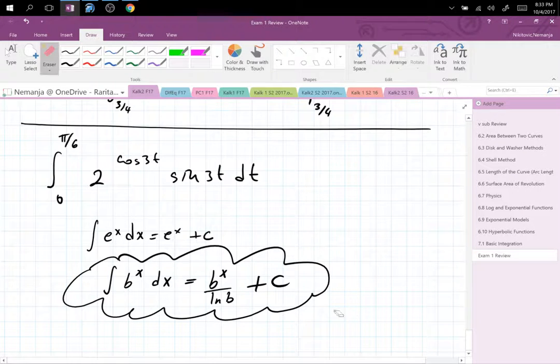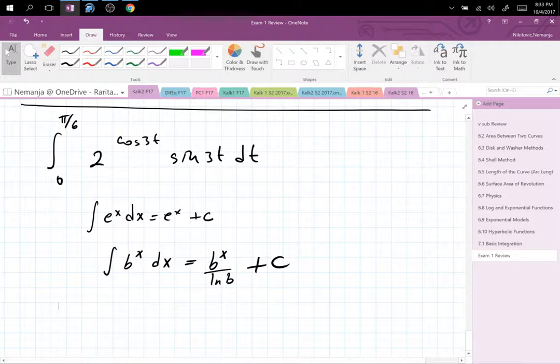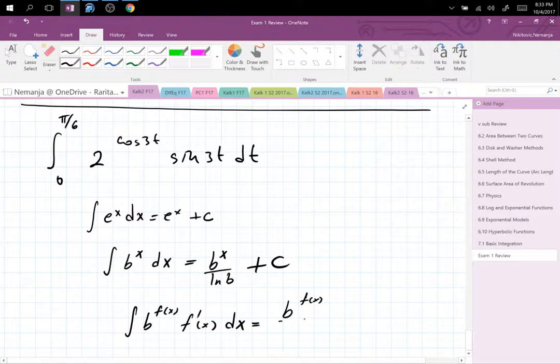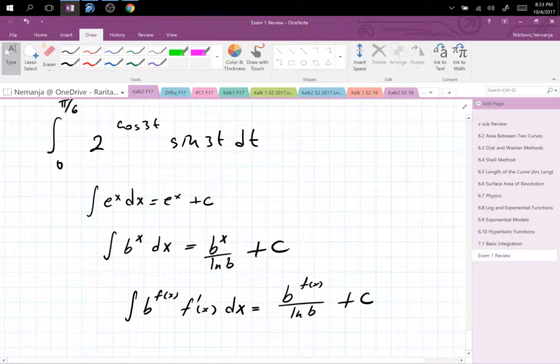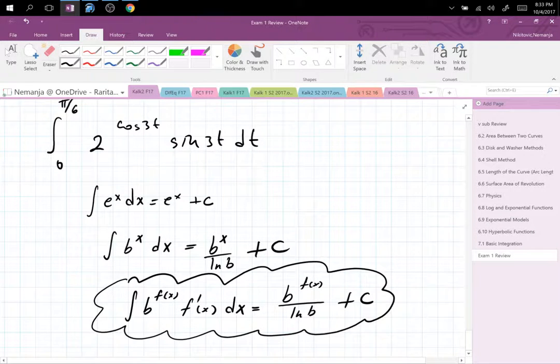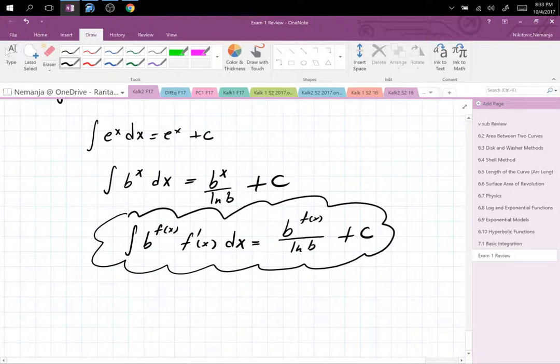But then, it's not good to box that one. But then you say, I want to have a function there, which means that it has to be a derivative here, so we can do u sub, and then we finally get that that's going to be b to f of x divided by ln b plus c. All right, back to the original problem. So this is the boss equation over here.